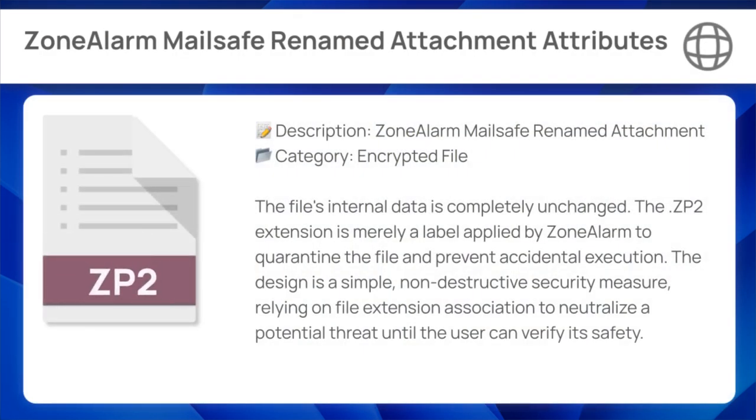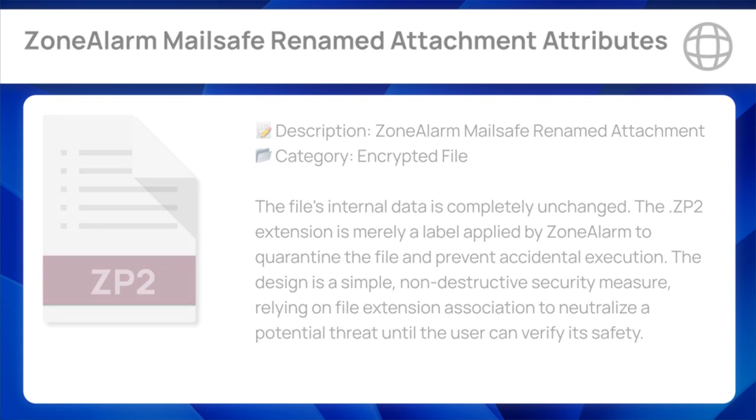The ZP2 extension is merely a label applied by ZoneAlarm to quarantine the file and prevent accidental execution. The design is a simple, non-destructive security measure, relying on file extension association to neutralize a potential threat until the user can verify its safety.